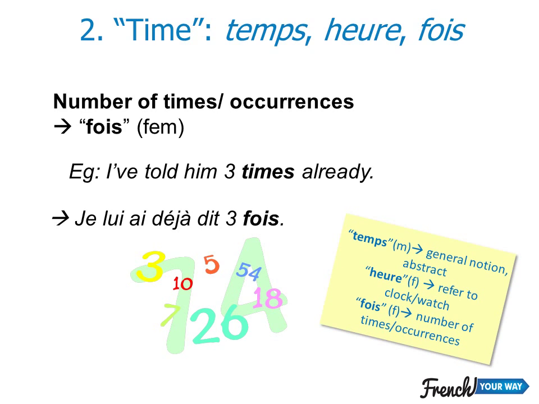So, to sum up, if you mean the general notion, the abstract notion, use temps. If you can refer to a clock or your wristwatch, use heure. And if you're talking about a number of times, occurrences that something happened, use fois.